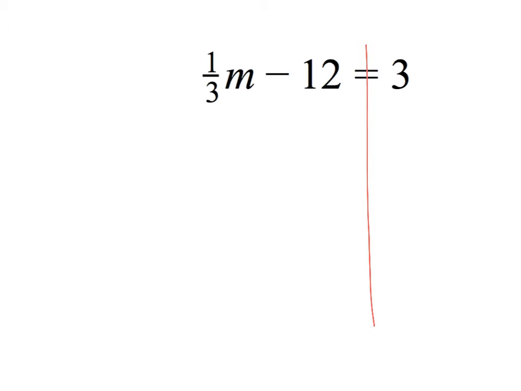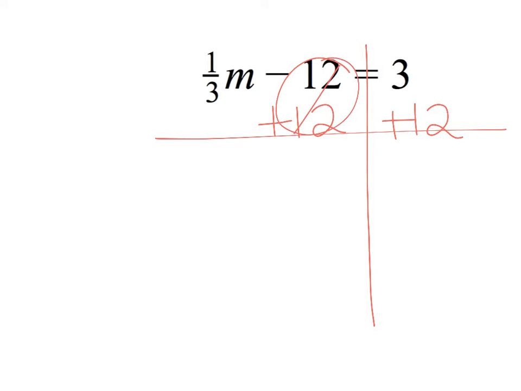Balancing line? Charlie, what do I do first? Add 12 to both sides. Goes to 0. Now bring down what you got. 1/3 m is equal to 15.